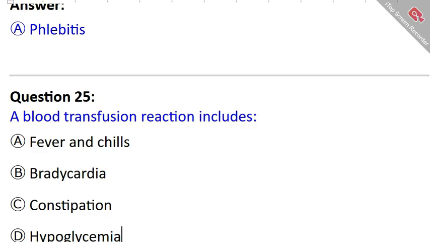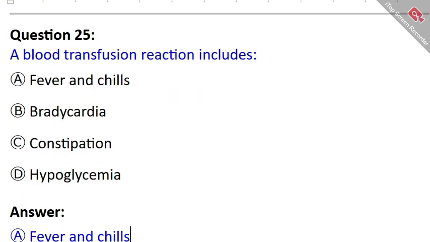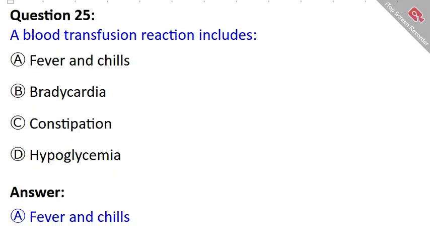Question number 25. A blood transfusion reaction includes which of these? The correct answer is option A. Fever and chills indicate blood transfusion reaction.